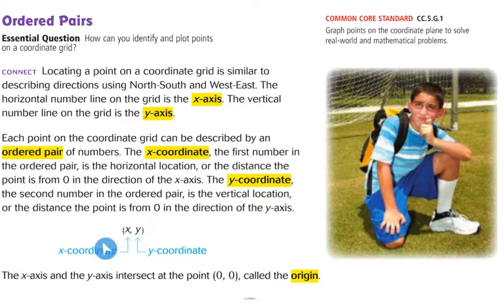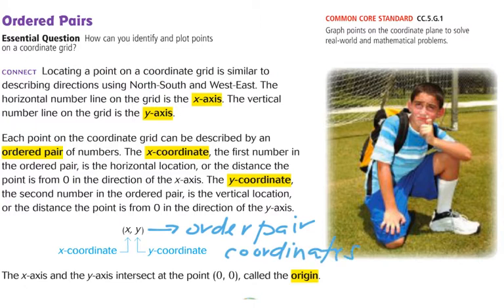So here we have an example of an ordered pair. I'm going to write down that this is an ordered pair, or sometimes we call this coordinates. The rule always and forever, boys and girls, is that the x-coordinate is given first, and then the y-coordinate is given second. Ordered pairs are always written inside grouping symbols called parentheses, and there's a comma between the x-coordinate and the y-coordinate. Next, the x and y axes intersect at the point called 0, 0, which is the origin.